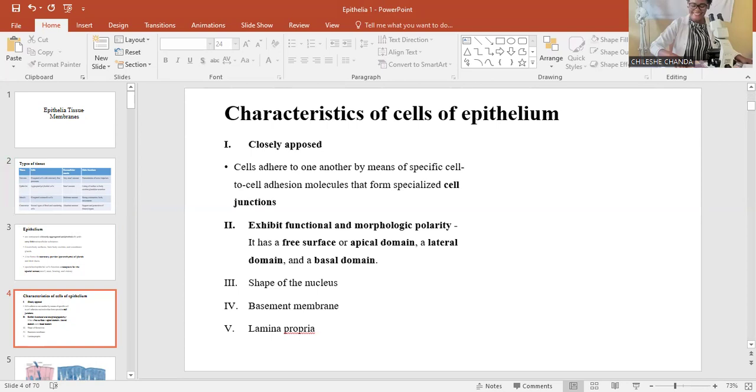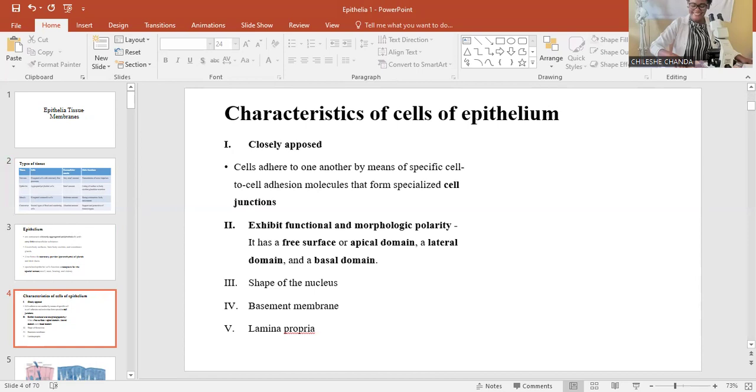For example, columnar cells will have ovoid shaped nuclei that are elongated. When you look at squamous epithelium, you're going to have flattened nuclei. When you look at cuboidal epithelium, you're going to have spherical or round nuclei. And when you look at the positioning of these nuclei, in cuboidal epithelium, you're going to find that the nuclei will be centrally located. It will be right in the middle of the cell. But when you look at columnar epithelium, the nuclei will be towards the base, near the basement membrane.